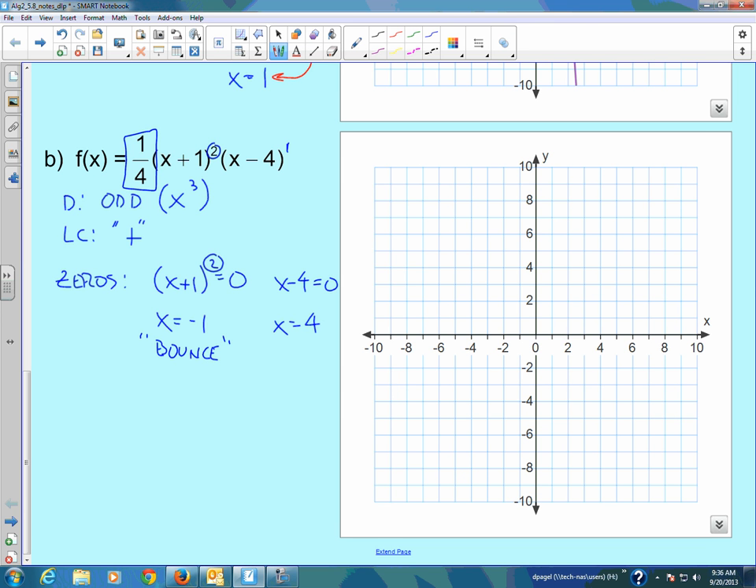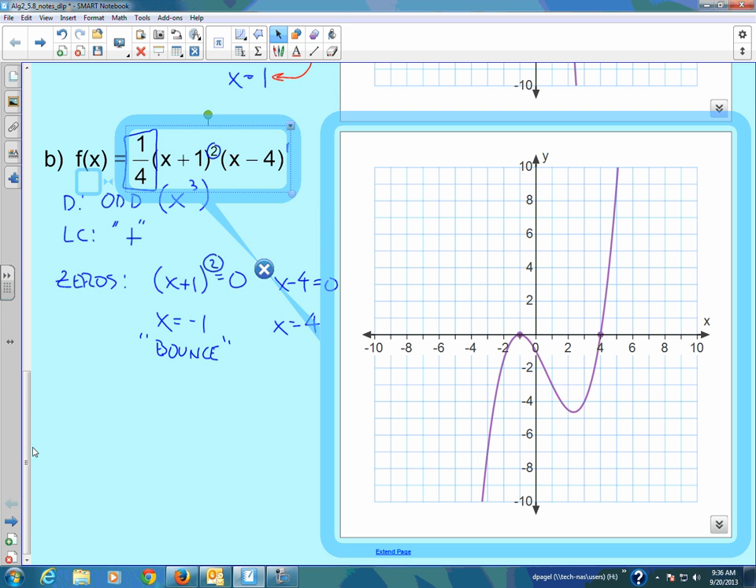All right, so we go in and we determine it's an odd degree with a leading coefficient that's positive. It's going to start down in the lower left, so quadrant number 3. It's going to end in quadrant number 1. It's going to have an x-intercept of x equal -1. It's going to have an x-intercept of x equal 4, but it's going to bounce off of that -1. So here's what it would look like.